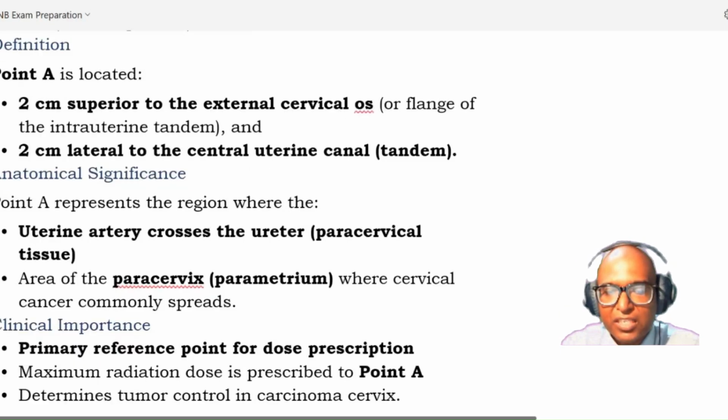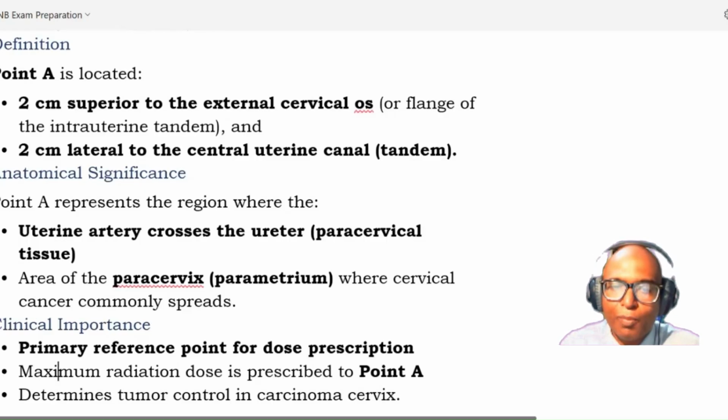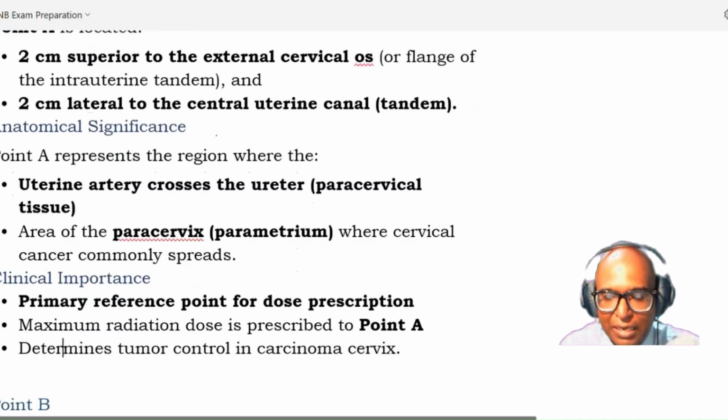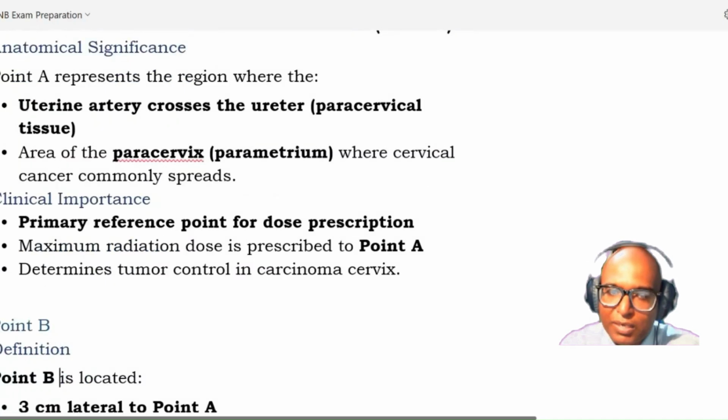Okay, so that is why this particular point should receive maximum dose. And that is the primary reference point for the dose prescription. So which point is used as a reference point for dose prescription? It is point A. Okay, so maximum radiation dose is prescribed to point A and it determines the tumor control in carcinoma cervix.